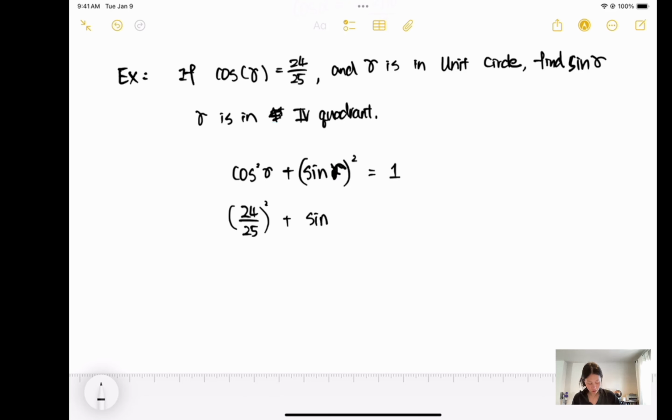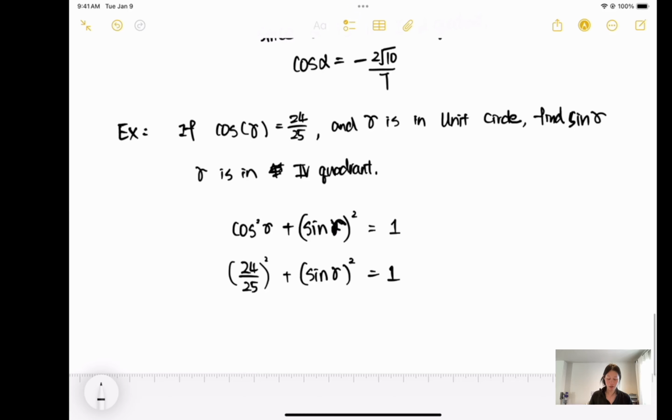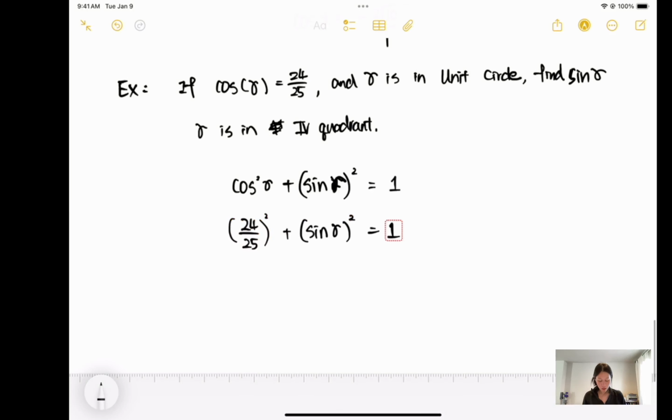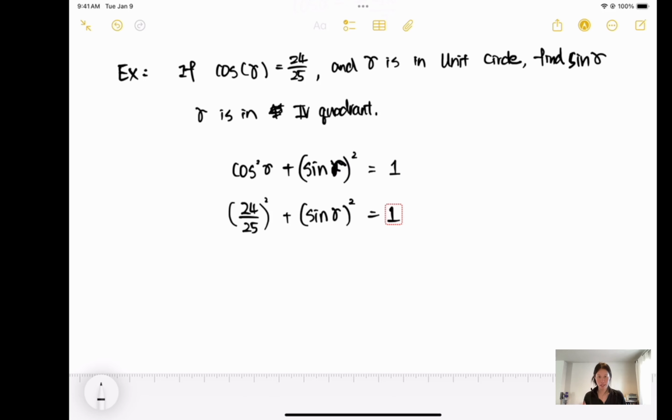Or we can just use x to represent it, or you can keep it as sine alpha. Either way works. Like the previous example, I replaced it with an x, and this one I decided to keep as sine gamma. Then 24 over 25 squared, using a calculator, is equal to 574 over 625, plus sine squared gamma is equal to 1.